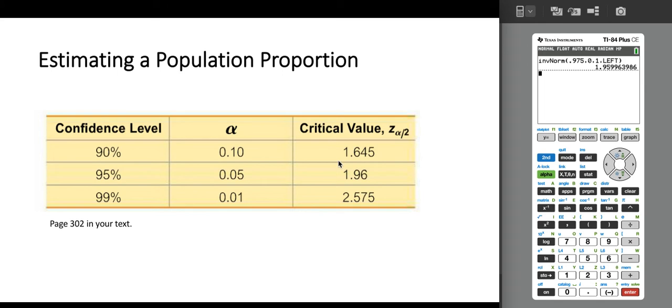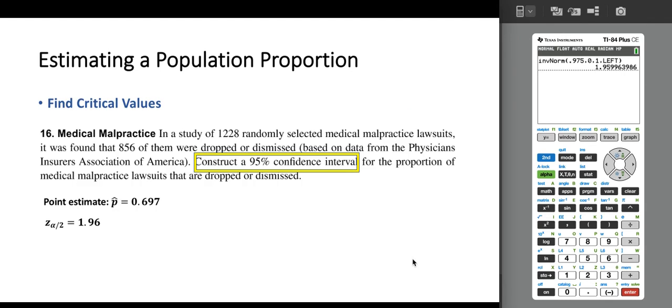Your book has a nice chart for the critical values for the confidence levels of 90, 95, and 99. And it writes them in this chart because they're the ones that are used the most often. But now you have the tools, you know how to find it on your calculator. Okay, so our critical value is 1.96 because we're doing a 95% confidence interval. All right, that's the critical value.